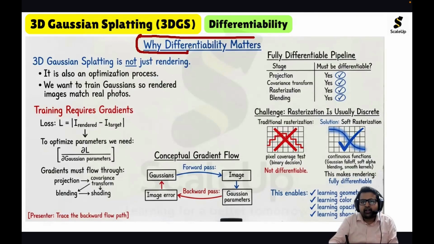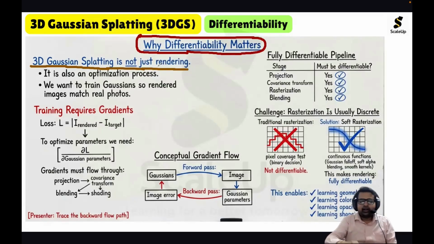Why differentiability matters. 3D Gaussian splatting is not just rendering. The idea is that when we are doing 3D Gaussian splatting, we are not just throwing thousands of random 3D Gaussians on the screen. With that, some scene we will get, but the rendered image will not be the one we are looking at. So there is scope for optimization.